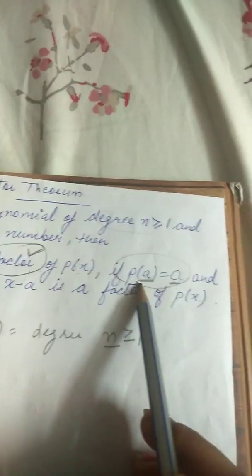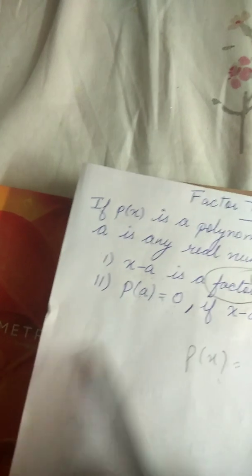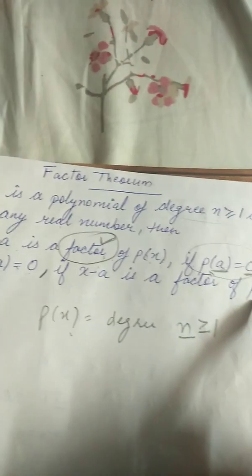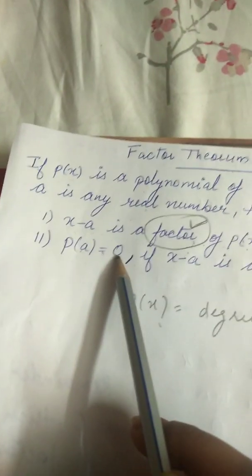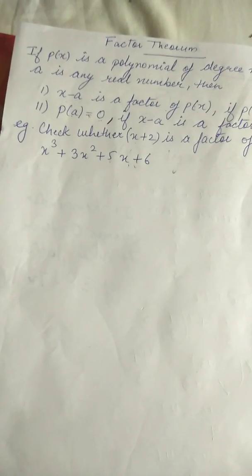In the first part, what will we prove? We have been given that p(a) is 0. Then we can say that x minus a is a factor. Okay. And in the second part, if we have been given that x minus a is a factor, then we can say that definitely p(a) should be 0. Okay. Now you will get more clarity while doing an example.